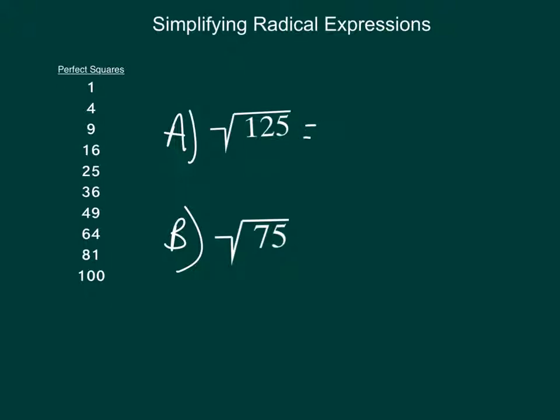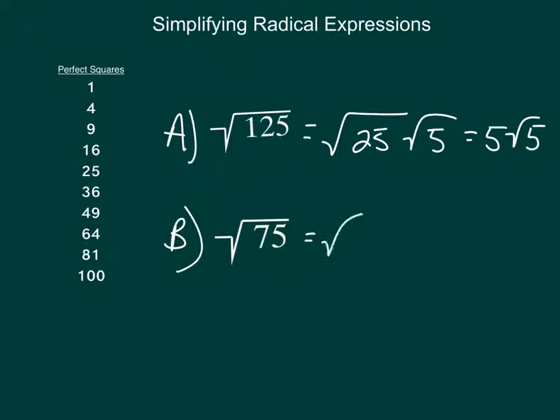Root 125 can be rewritten as square root of 25 times 5, thus 5 root 5. Square root of 75 can be written as square root of 25 times 3, thus 5 square root of 3.